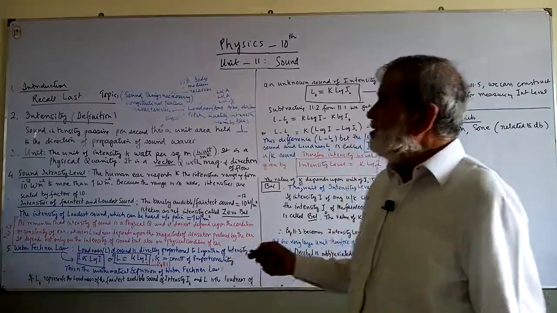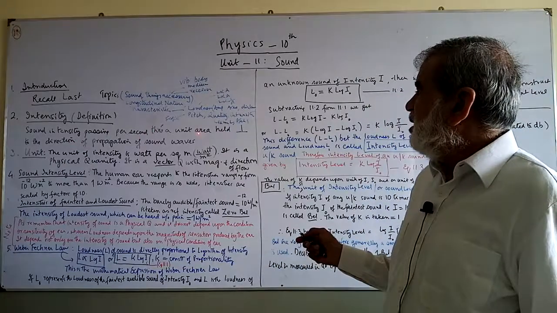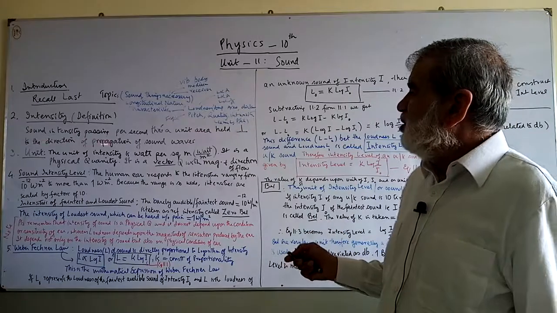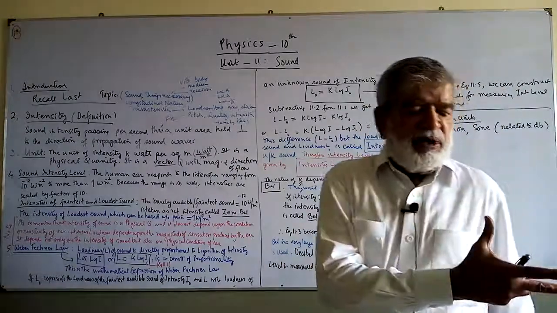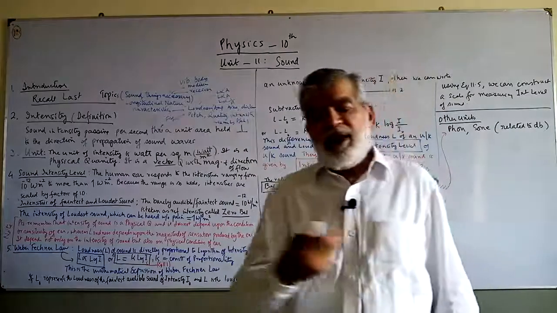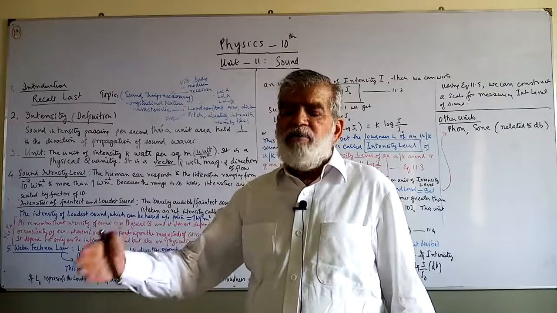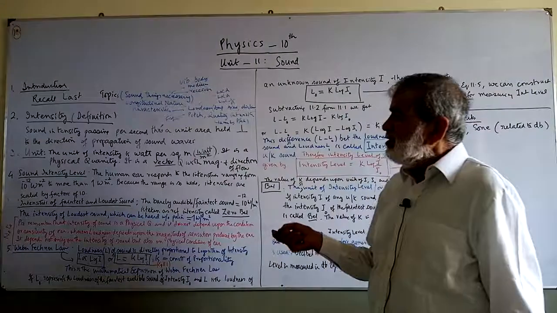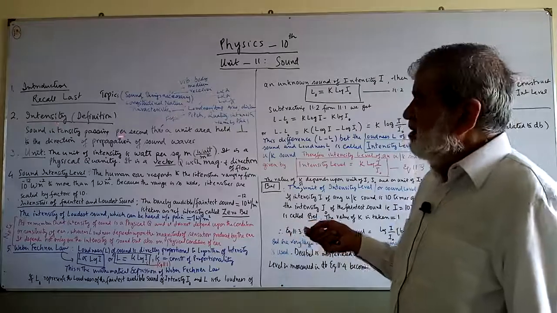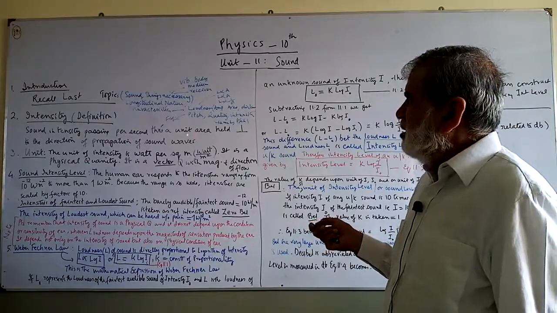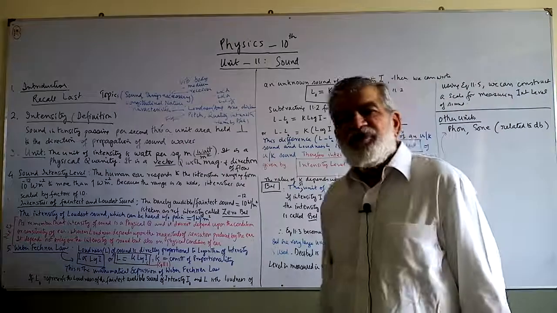Intensity is defined as the sound energy passing per second through a unit area held perpendicular to the direction of propagation of sound waves. Suppose this is a speaker, and the speaker is emitting sound waves, and you place a unit area perpendicular to it like this. How much sound is impacting upon it? That is known as the intensity. Again, the sound energy passing per second through a unit area held perpendicular to the direction of propagation of sound waves is known as the intensity of sound.